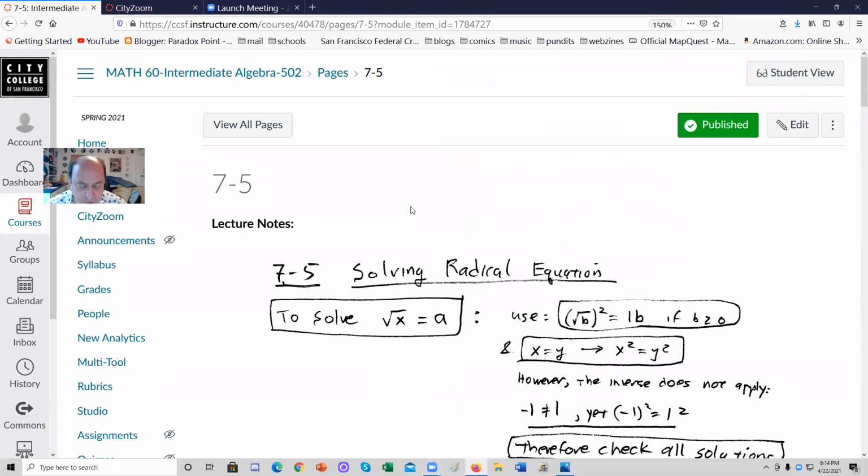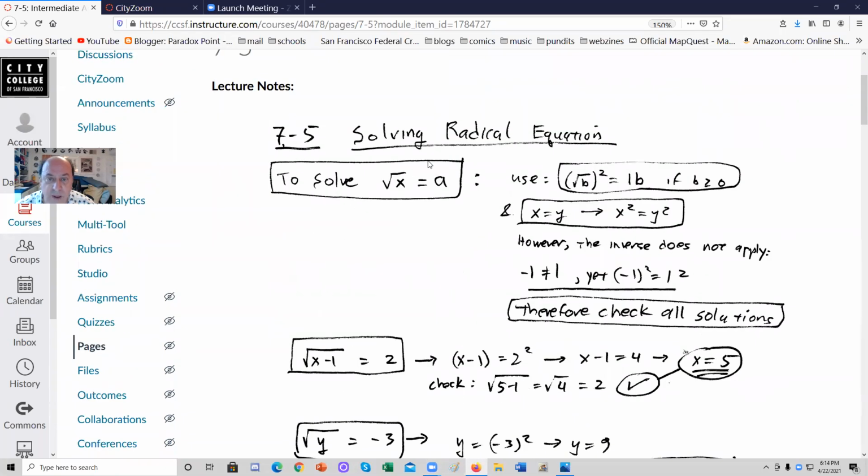Okay, for today, we will do 7.5, solving radical equations, and 7.6, the Pythagorean theorem applications. All right, let's proceed. If we have a radical equation, one with a square root in it, so if we have square root of x equals a, you solve it by squaring both sides.